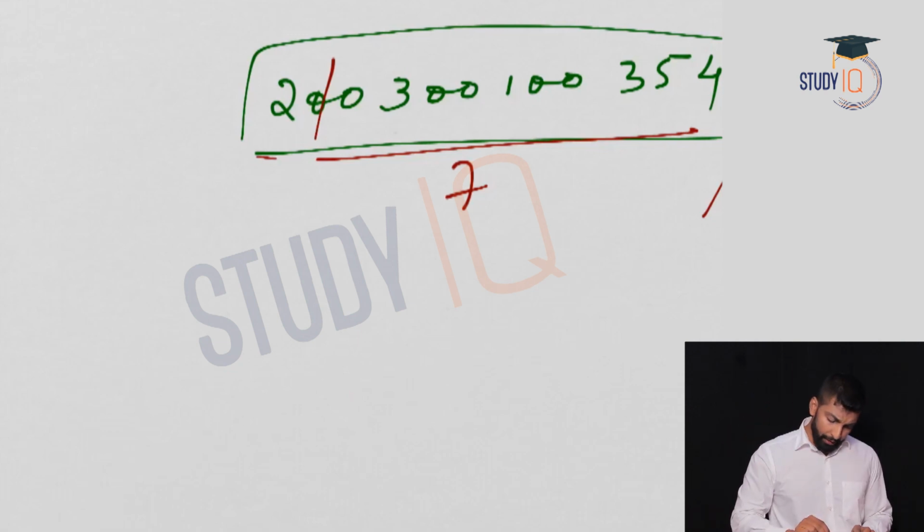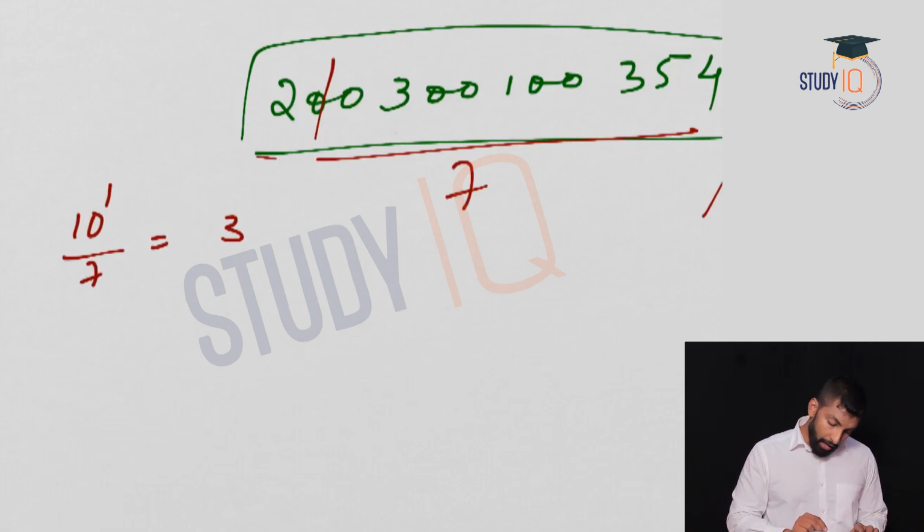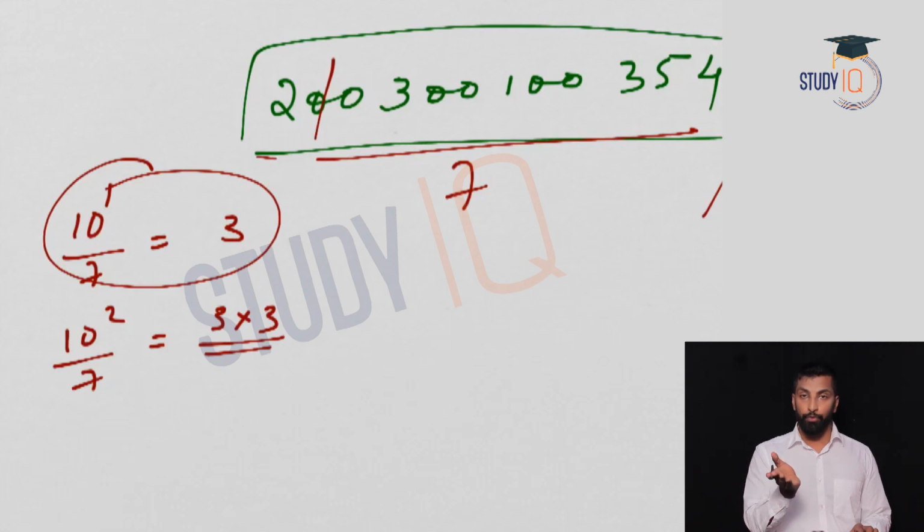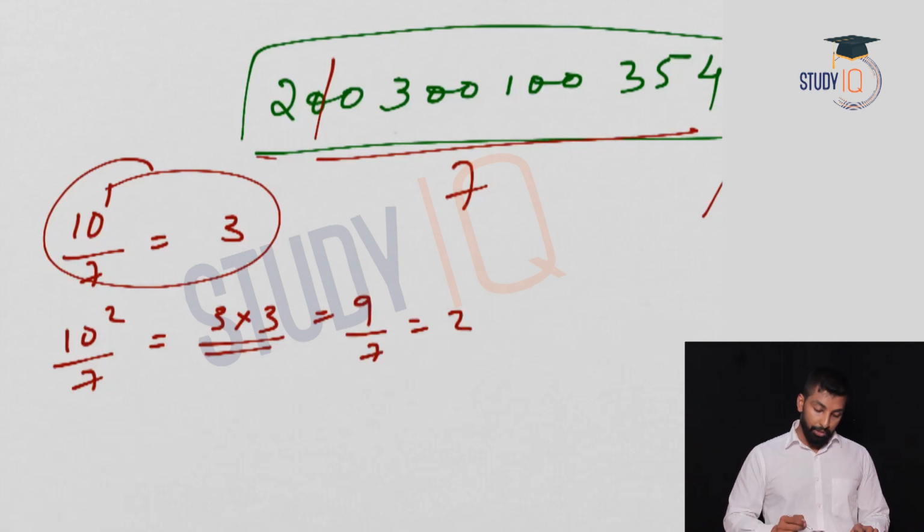So if you see 10 raised to 1 divided by 7, what is the remainder? 3. So what will be the remainder of 10 raised to 2 divided by 7? 10 raised to 1 by 7, you got 3. So it will be 3 into 3 as per basic remainder theorem, if you have already attended the first session. So you get 9. 9 is greater than the divisor, so you further divide by 7. You get 2. So still I am not getting plus 1 or minus 1.